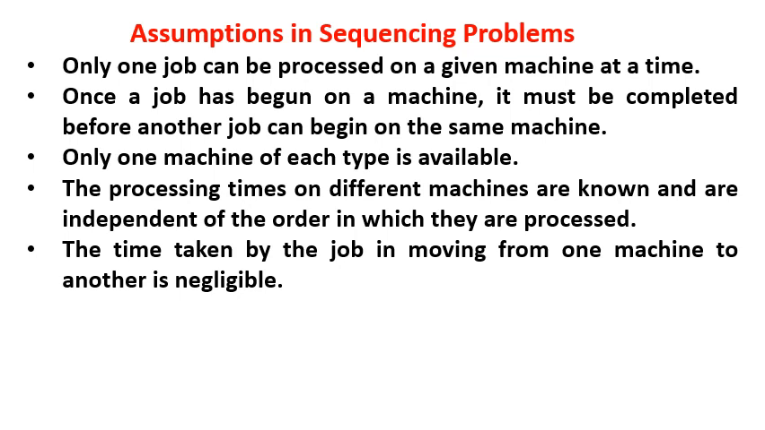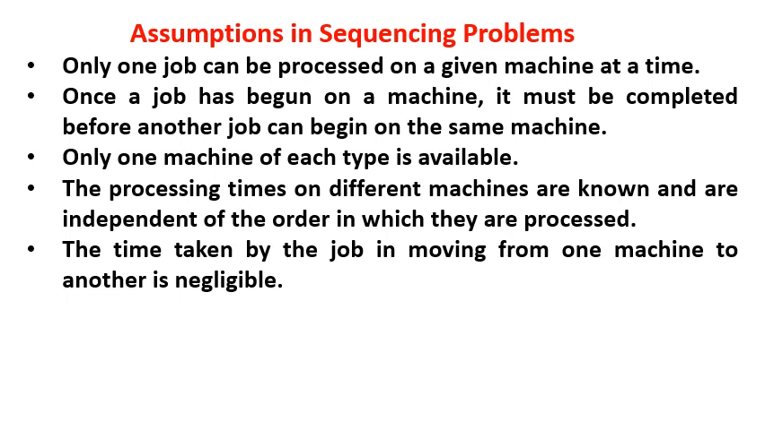The time taken by the job in moving from one machine to another is negligible. So we are assuming the first job will start instantaneously, that is, the first job will start on the first machine at zero point of time and will take its processing time. Also, the time taken for transfer of a job from one machine to another, for example machine A and machine B may be at different work centers, nearby but in different locations.